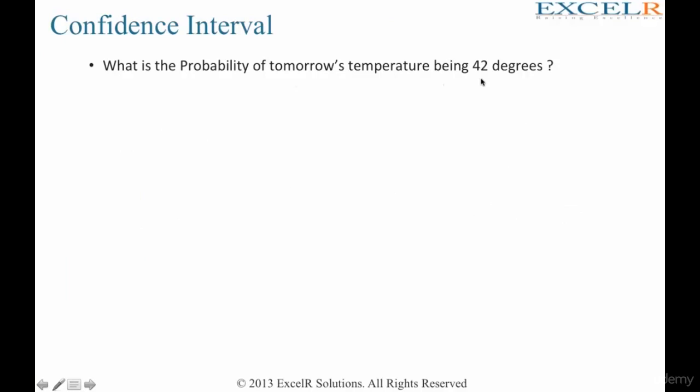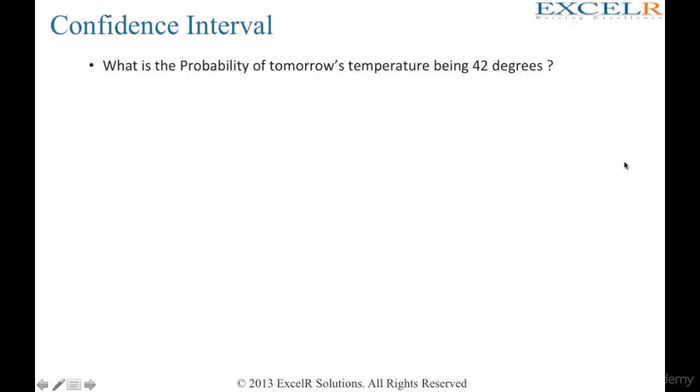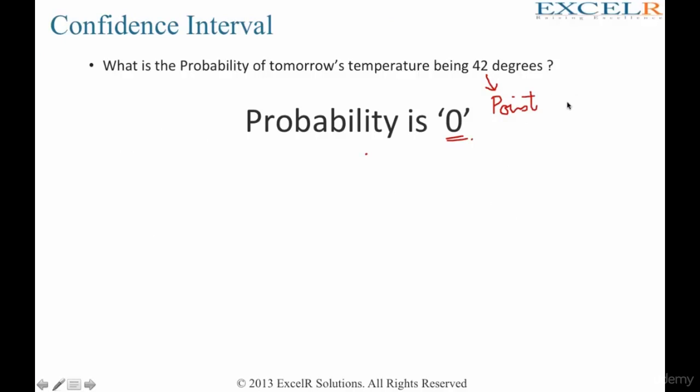Probability associated with any single value is always 0. Right, probability associated with any single value is always 0. You need to remember this. Hence, you cannot come up with a point estimate. If there is a single value, then it is called a point estimate. We cannot come up with a point estimate. Instead, you need to come up with a range. This range is called an interval estimate.